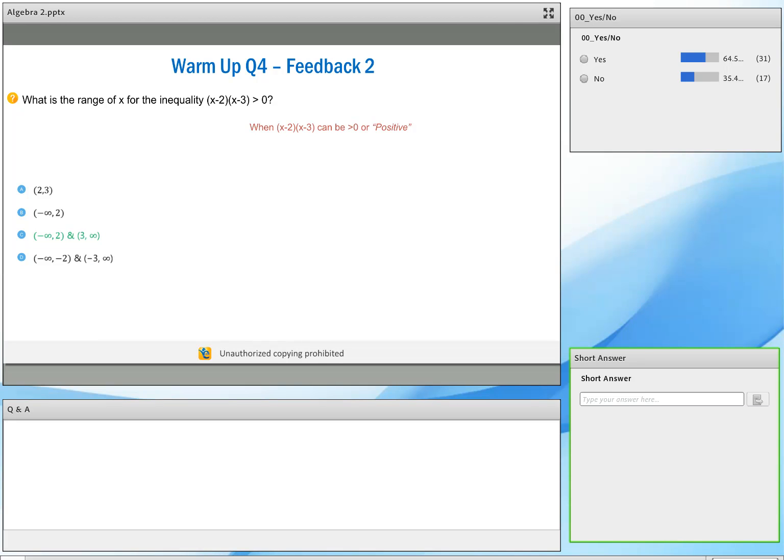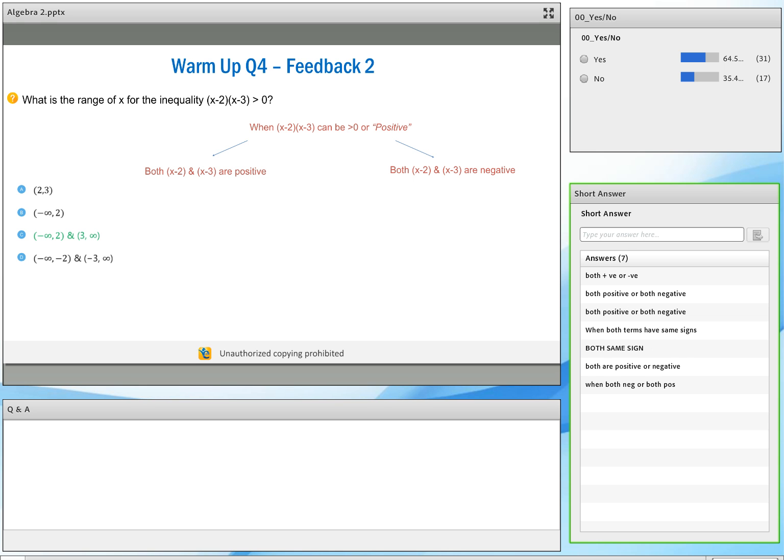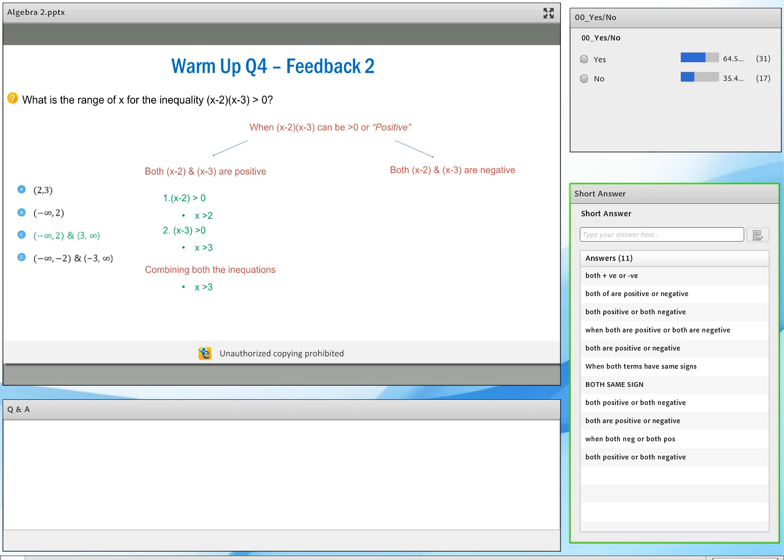So really what the question is asking is, when can the product of these two numbers be positive? Now, when is the product of two numbers positive? x minus 2 is a number, x minus 3 is a number. Right? So when both are positive or both are negative? Absolutely. So that's how we come up with our two scenarios. When both x minus 2 and x minus 3 are positive, and when both of these are negative. And that's where we come up with the possible ranges.